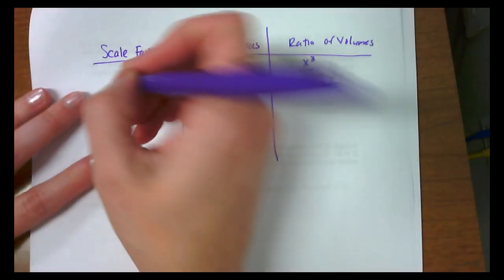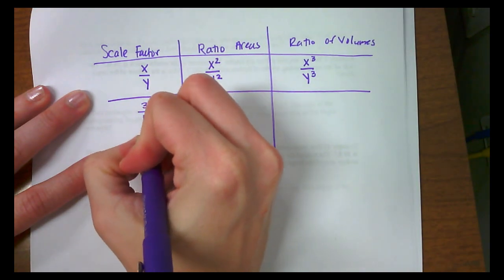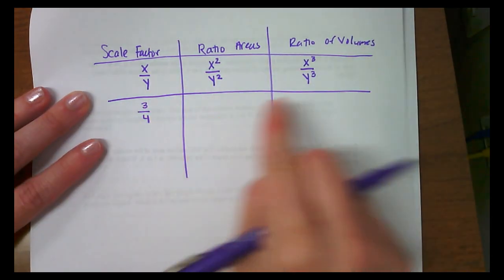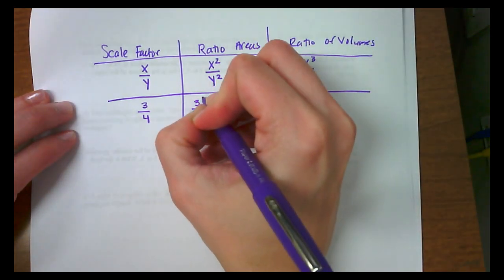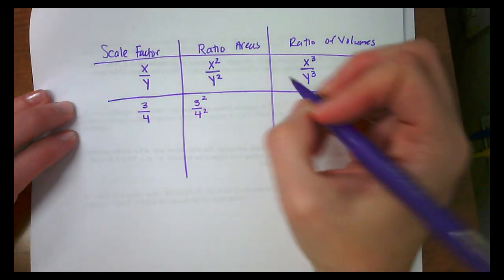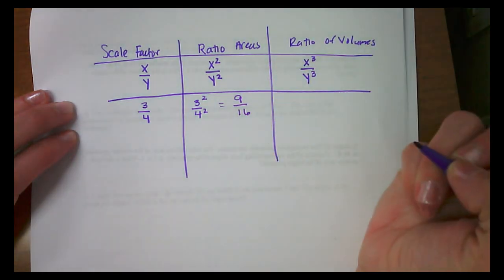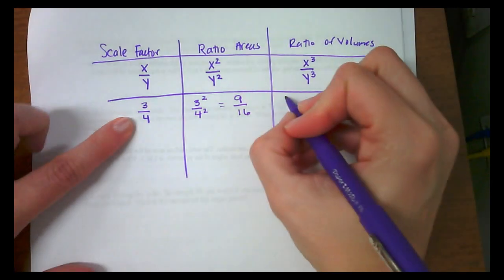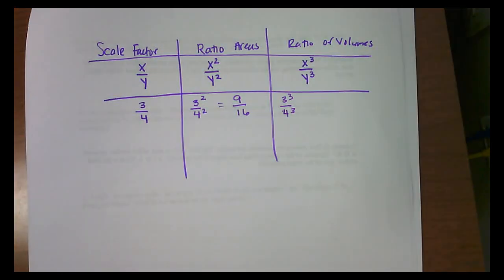Okay, so here are some examples. If you start out with this scale factor of 3 to 4, and you want to know the area ratio, you would have to square both parts. So our area ratio would become 9 to 16. Volume ratio, you would have to raise each part to the third power.